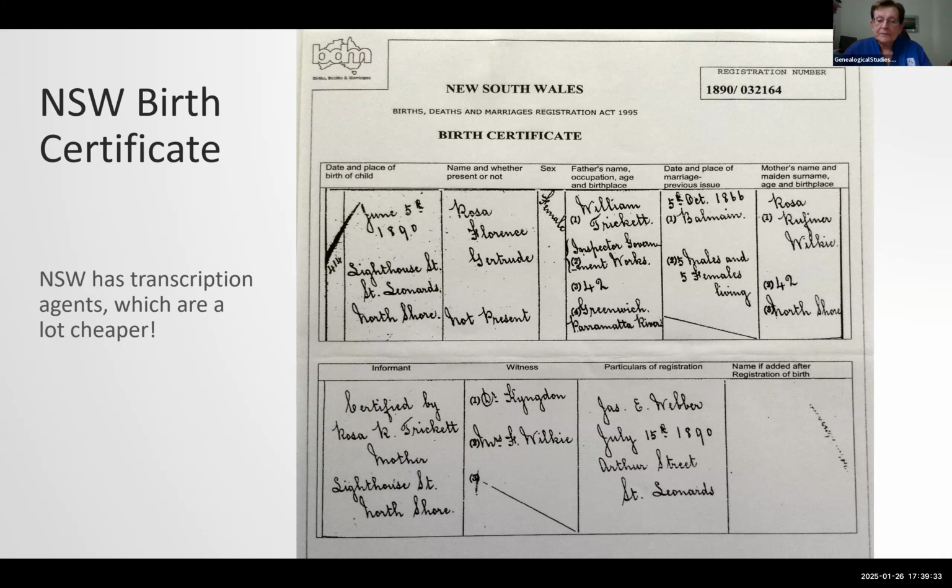She's got two witnesses. These people were present at the birth. So we have the doctor and Mrs. F. Wilkie, which one would assume is either Rosa's mother or a sister-in-law. And we have the particulars of the registration done just over a month later. So from that, you can see we've actually got quite a lot of information from that one birth certificate.